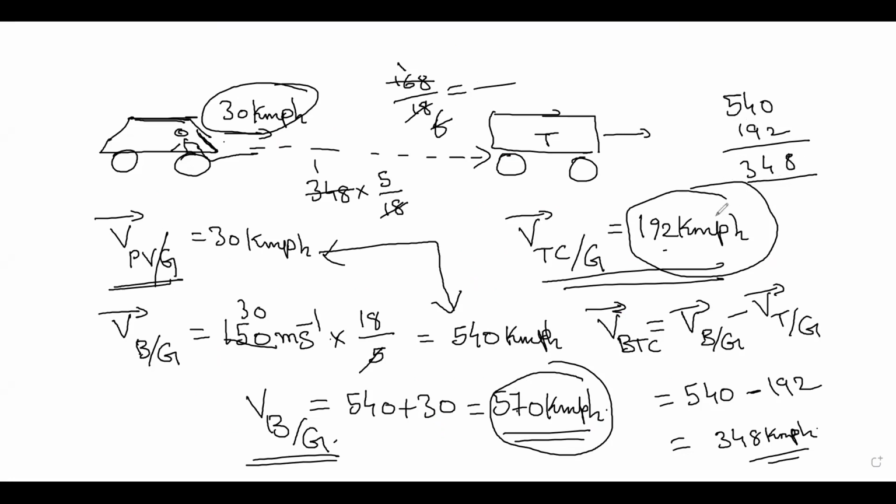Oh, I had to subtract from 570. Why am I subtracting from 540? That's the mistake I made. Somewhere I was thinking wrong. 570 minus this 192 is like 8. So here I get 7. I get 378. 378 will work out.